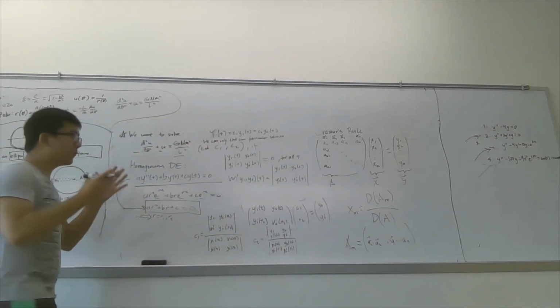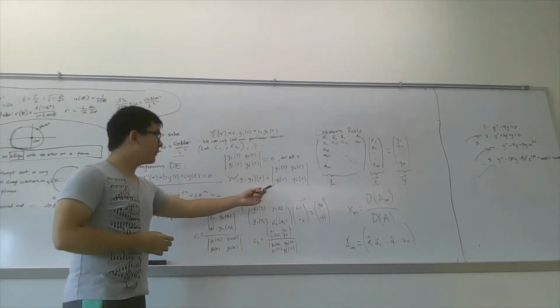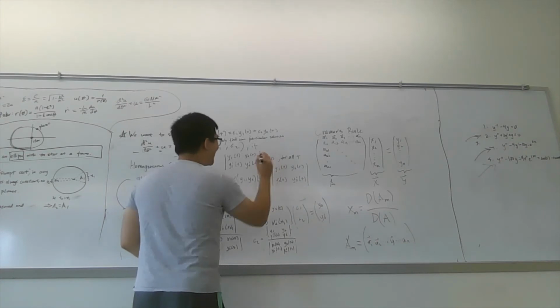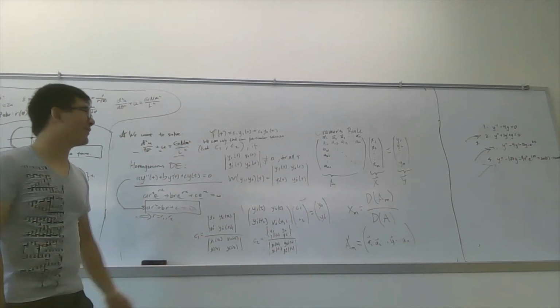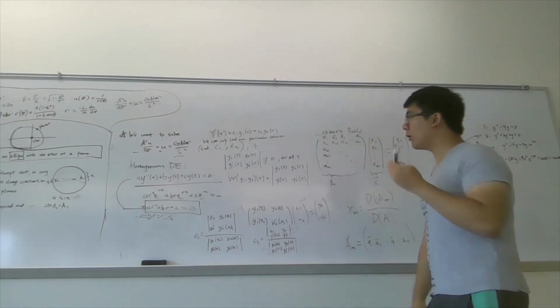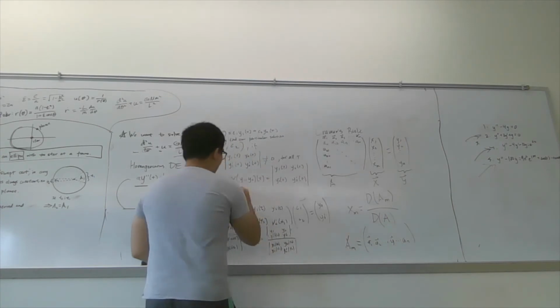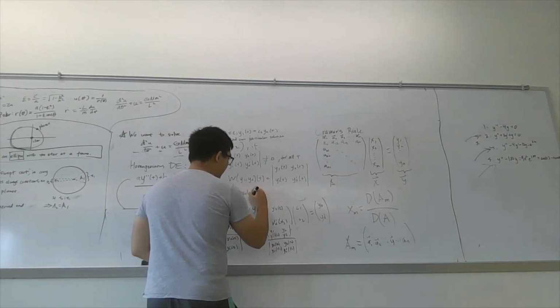And if the Wronskian of our two solutions does equal, sorry, this should not be equal to 0. Sorry about that. If it does not equal 0 for all t, then we call y1 and y2 a fundamental set of solutions.